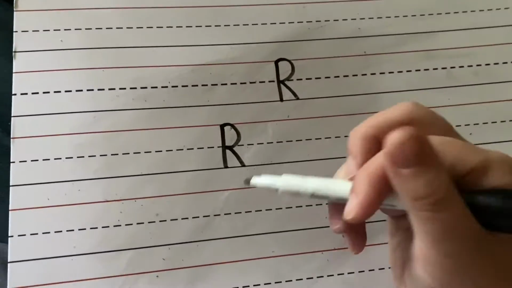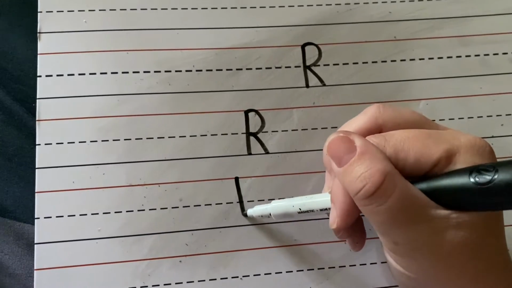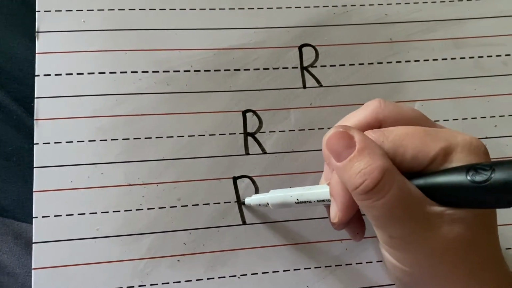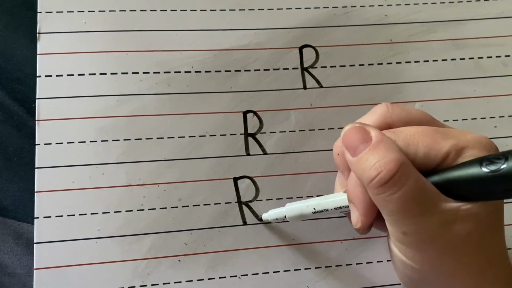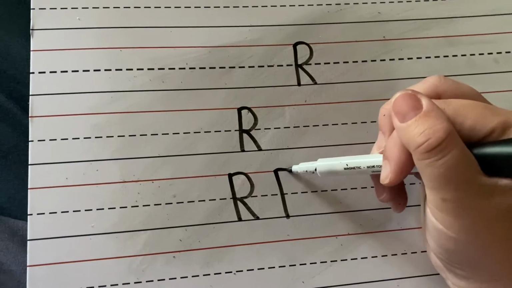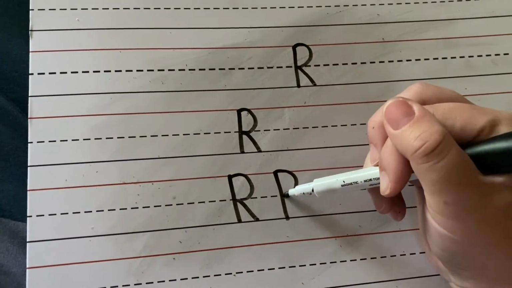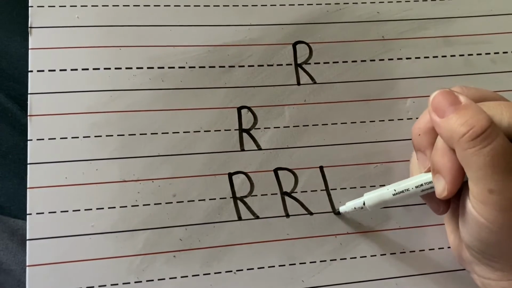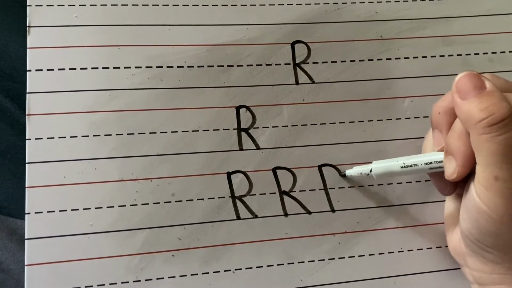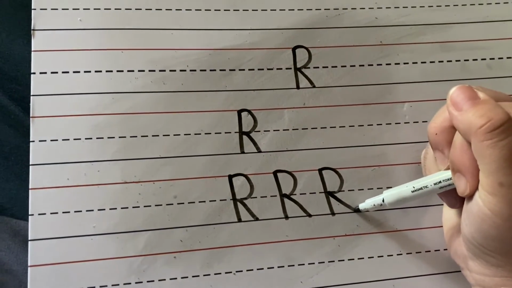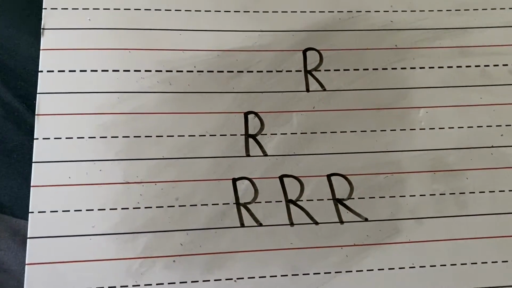Let's try it again. Red down to blue, back up to red, around to the dotted line, down to blue. Red to blue, red to the dotted line to blue. Red to blue, red around to the dotted line, and dotted line down to blue. Now you've made capital R.